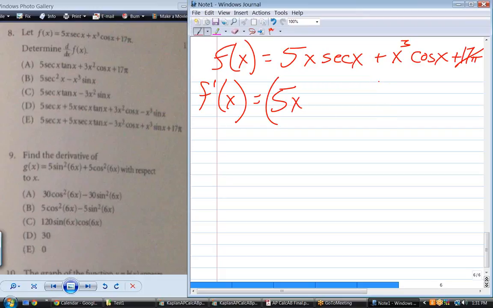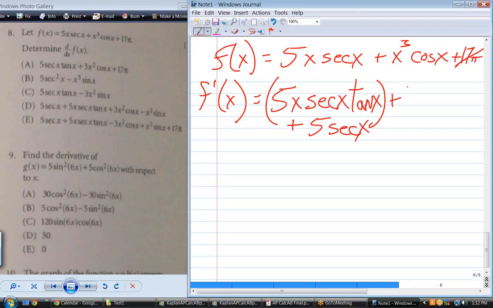So let's just start with 5x times the derivative of secant x. What's the derivative of secant x? That's one of the tougher ones to remember. It's secant tangent. Plus, what's the reverse of that? Plus secant x. Well, 5 secant x. Okay.